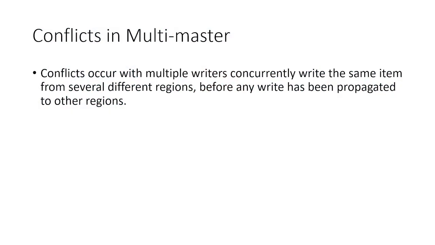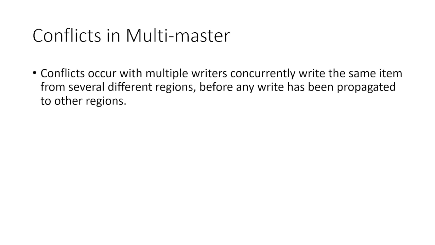So what does a conflict mean in a multi-master scenario, and how can conflicts happen? Right, so in a multi-master scenario, you can write to multiple regions at the same time. With Cosmos DB, you get single-digit millisecond latencies for writes and reads, as well as increased availability, 5 nines availability for writes and reads. But what that also means is you can write the same item at the same time in multiple different regions. I see. So officially, a conflict occurs when multiple writers concurrently write the same item from several different regions before any write to any region has been propagated to the other region.